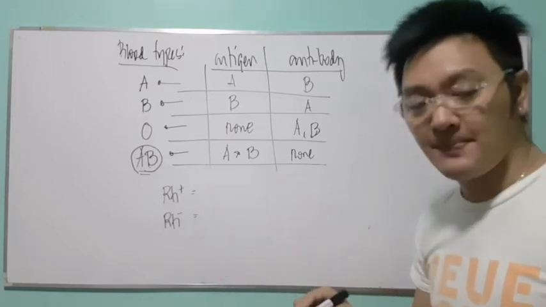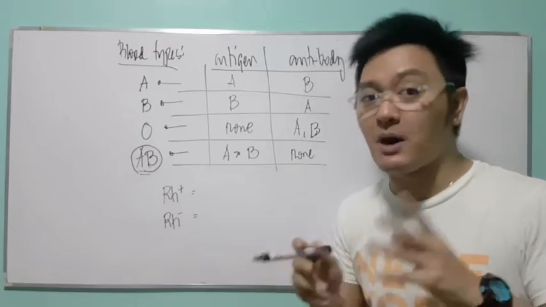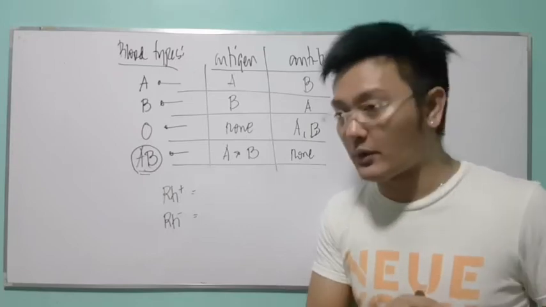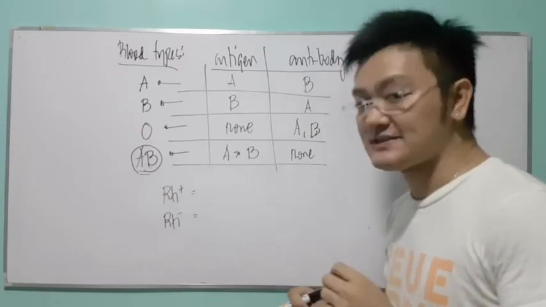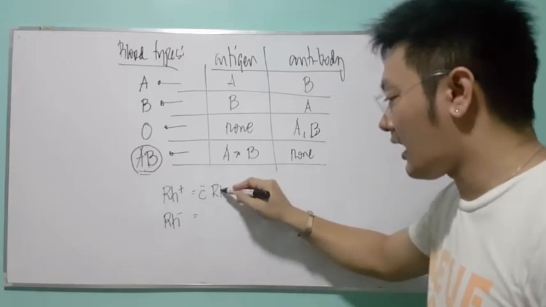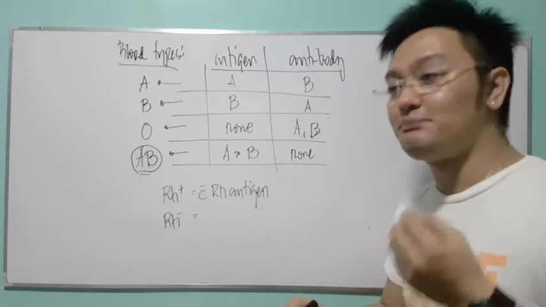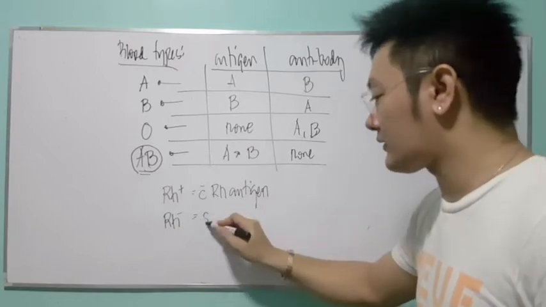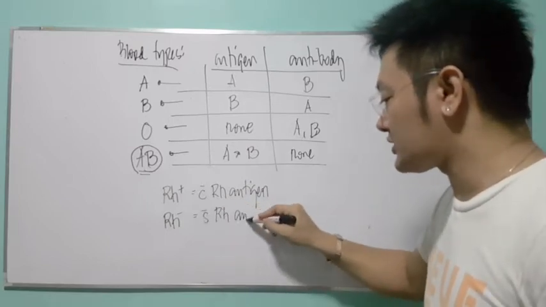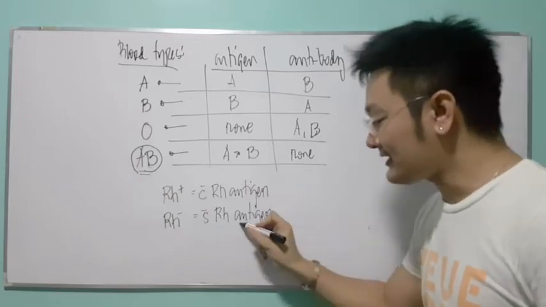Now, with respect to what we call RH positive and RH negative, kasi marami pa rin nalilito sa RH. RH stands for rhesus. Am I right? Remember the rhesus monkey? Okay, during the test before. Now, RH positive blood means that that blood contains RH antigen. RH negative blood is a blood without RH antigen. Okay, remember, I mentioned antigen.